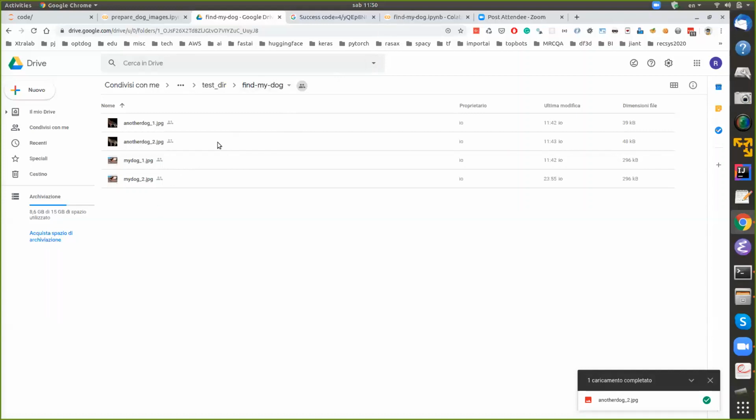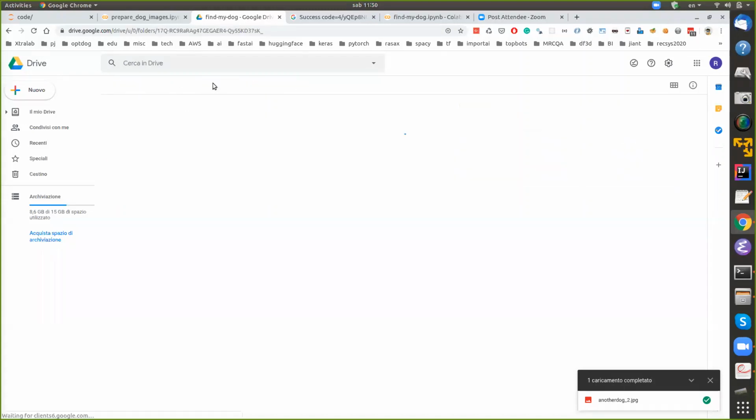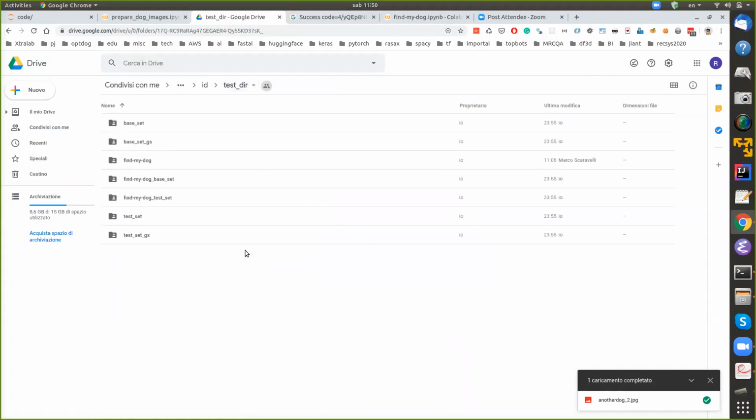I don't know if anybody tried to run the notebook, but I would have expected to find the processed images here in the find base set. And the test set too. So let's delay this to the last part of the presentation. If anyone of you tried to do the same and was successfully able to run the notebook, hopefully. I will try to do again. I did yesterday and it worked, but I will try now myself. Okay. But I will check it later.